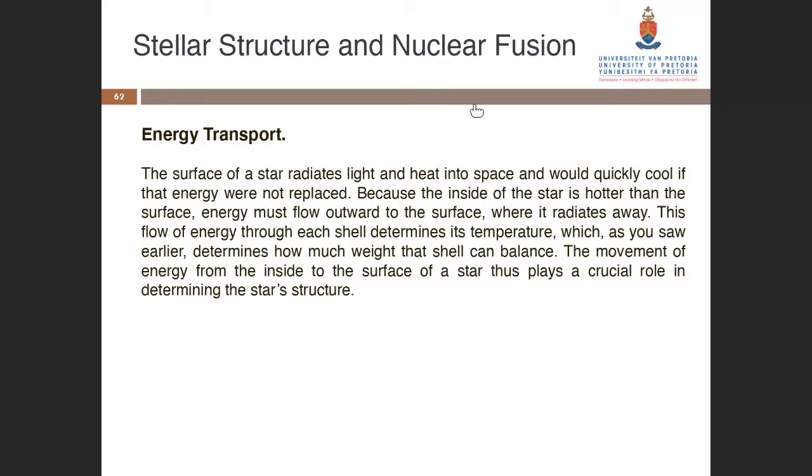The surface of a star radiates light and heat into space and will quickly cool if the energy were not replaced. Because the inside of the star is hotter than the surface, energy must flow outward to the surface where it radiates away. This flow of energy through each shell determines its temperature, which, as you saw earlier, determines how much weight the shell can balance. The movement of energy from the inside to the surface of a star plays a crucial role in determining the star's structure.